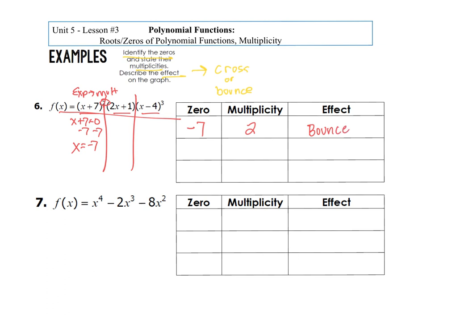Very easy. My next factor is 2x plus 1. So again, we say 2x plus 1 equals 0. To solve this, we would subtract 1 from both sides, so 2x equals negative 1, and then divide by 2. So I have a zero at negative 1/2. The multiplicity comes from the exponent around these parentheses. There is no exponent, so we would say the multiplicity is 1. 1 is an odd number, so we're going to say we cross through this zero that is at negative 1/2.